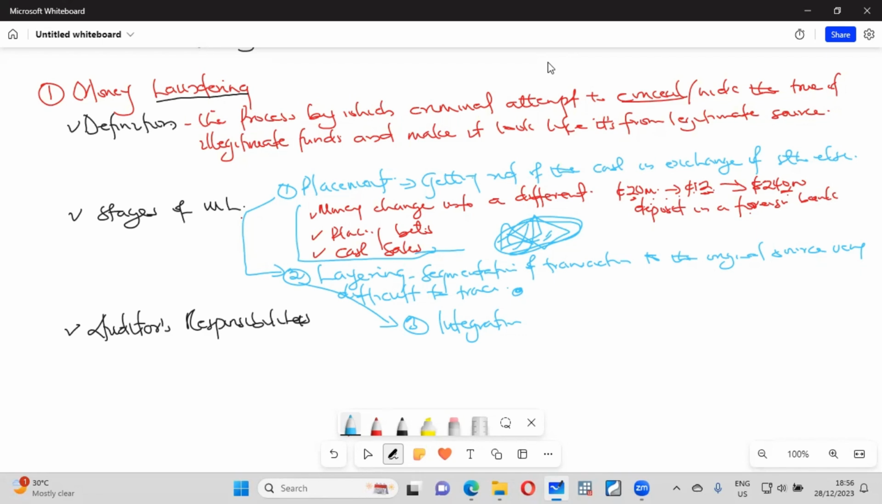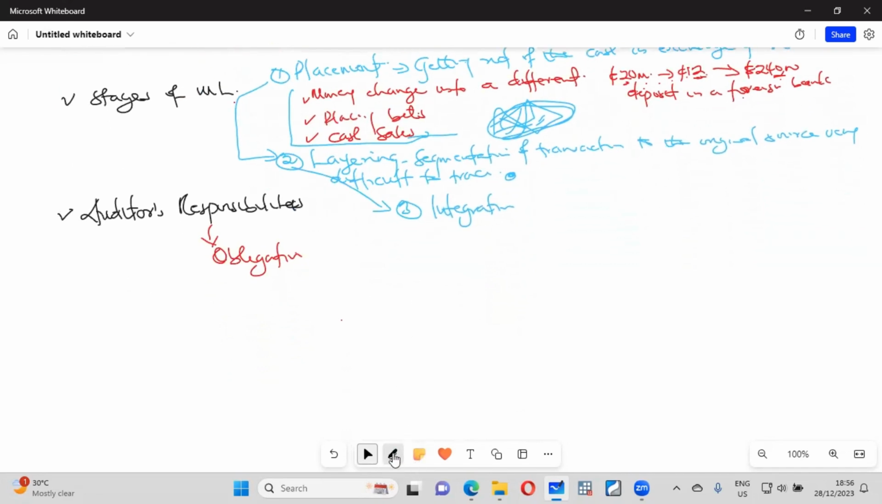First of all, we look at the auditor's obligation. The auditor has the obligation to do what we call know your client. Every auditor is supposed to know his client. And not just to know the client, you have to know the client and the sources of revenue of the client.